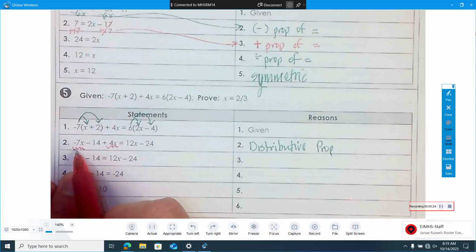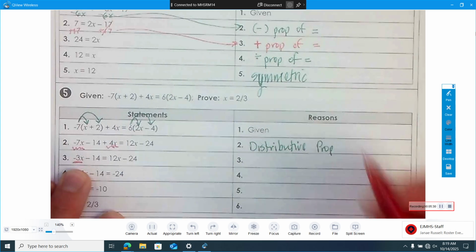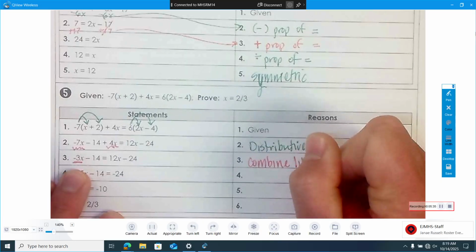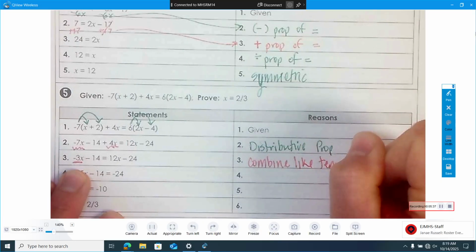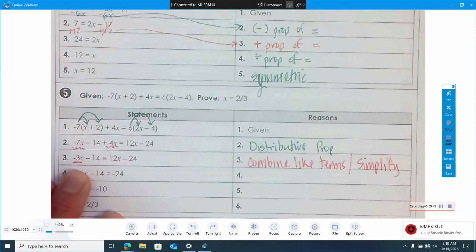We had a negative 7x and a positive 4x, and that gave us the negative 3x. And so that was combining like terms, and that is a fine reason. Combining like terms. And also, it would just be fine to simplify as well. Either of those things are perfectly acceptable reasons.